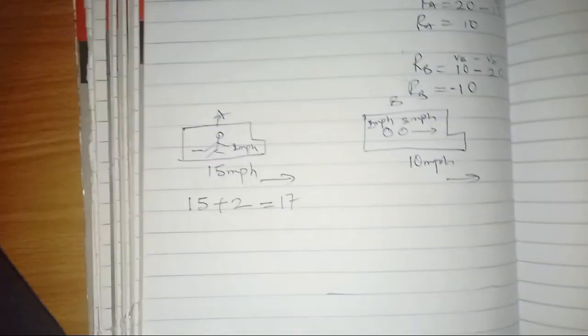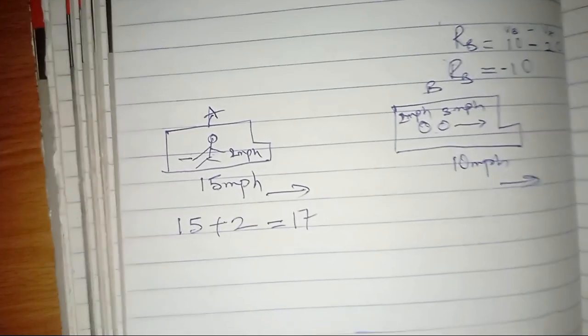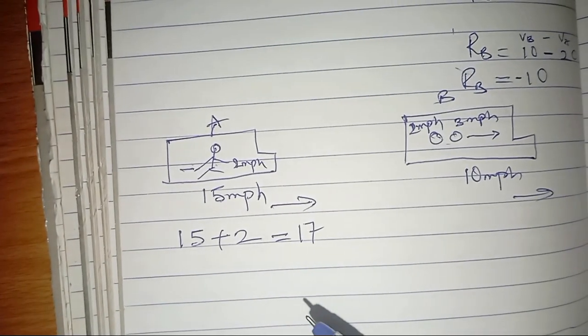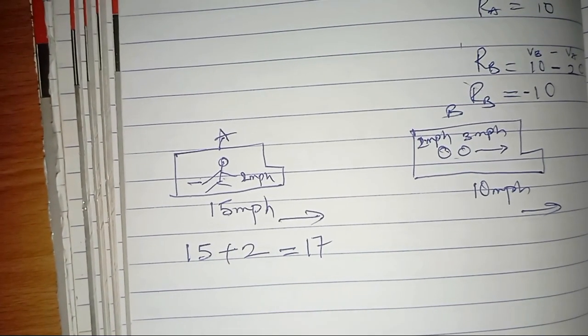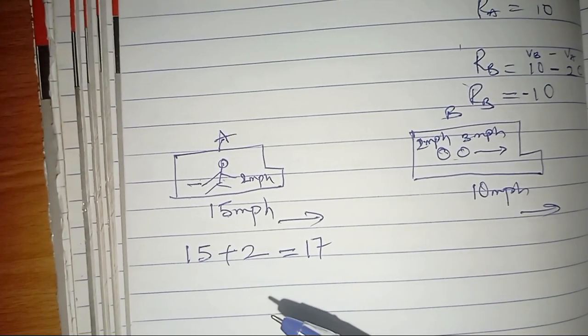So what this is simply saying is that when checking relative velocity for a particular object, you are going to be considering all the velocities there added up.